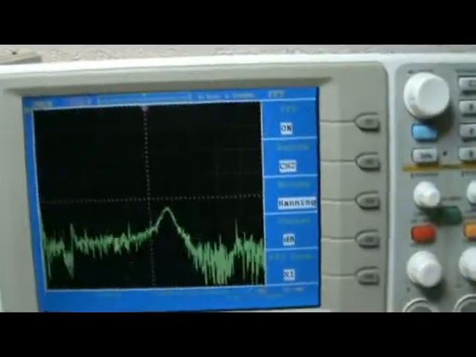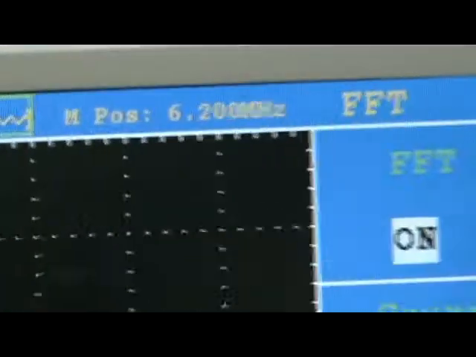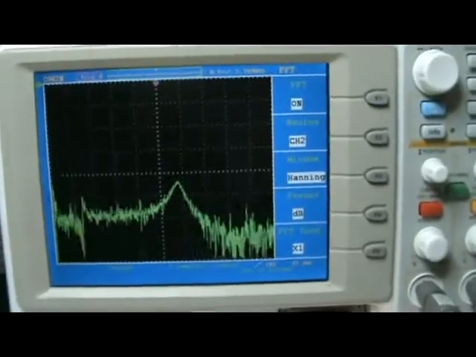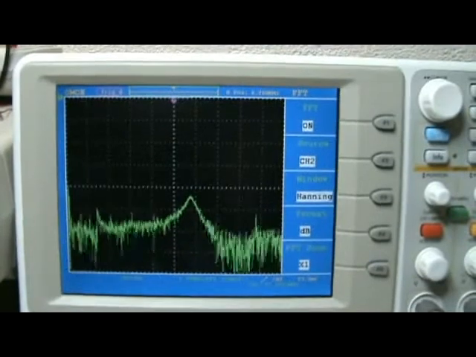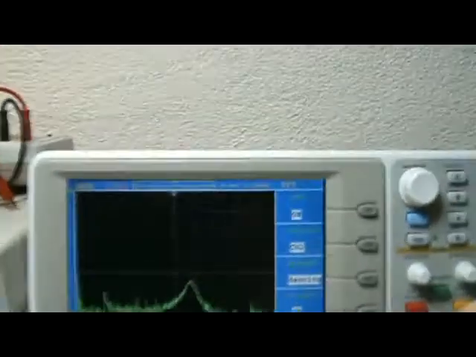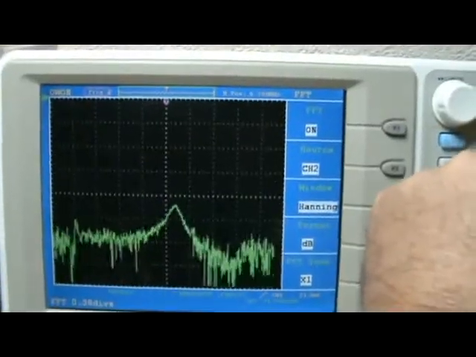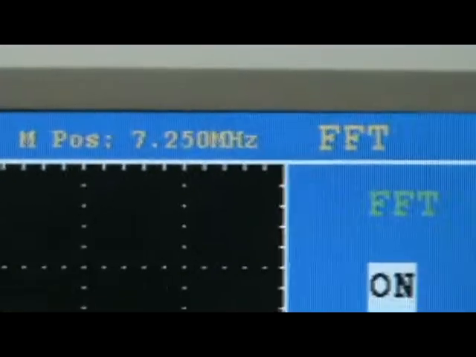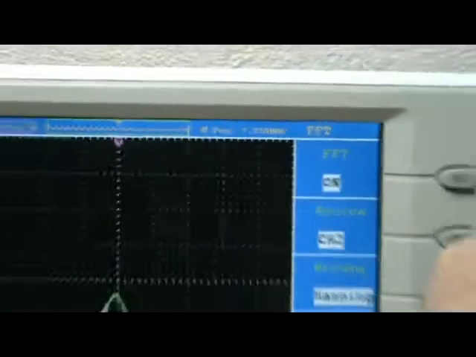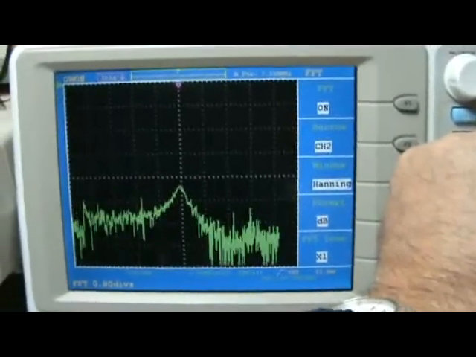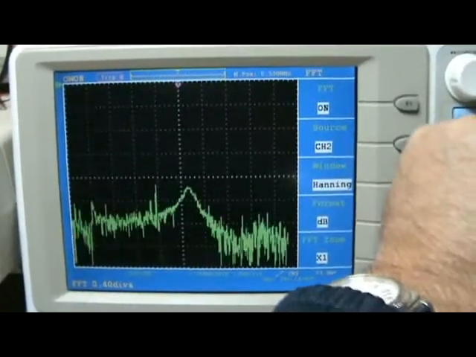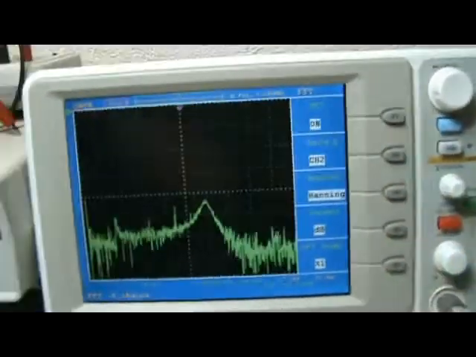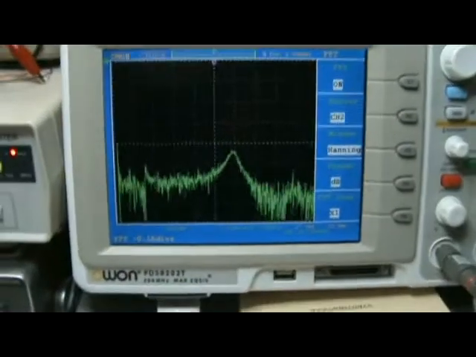So now I have this picture. I am at midpoint 6.2 megahertz. So I have a nice peak around 7 megahertz. I can put it in the middle. And it's around 7.25 megahertz. So this is completely different than the 1 megahertz I had with the other test.